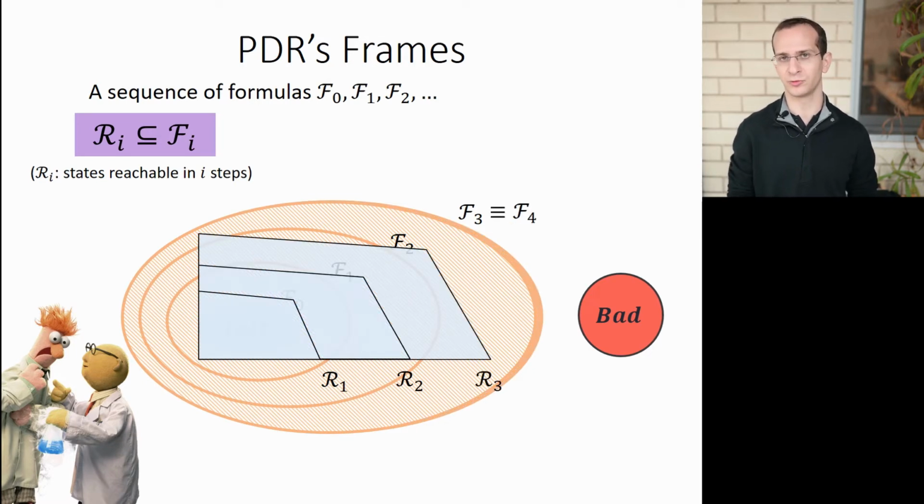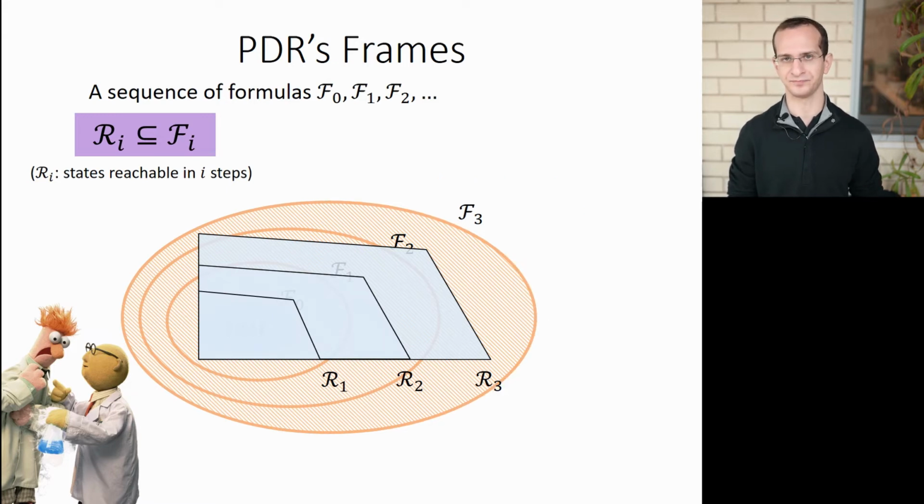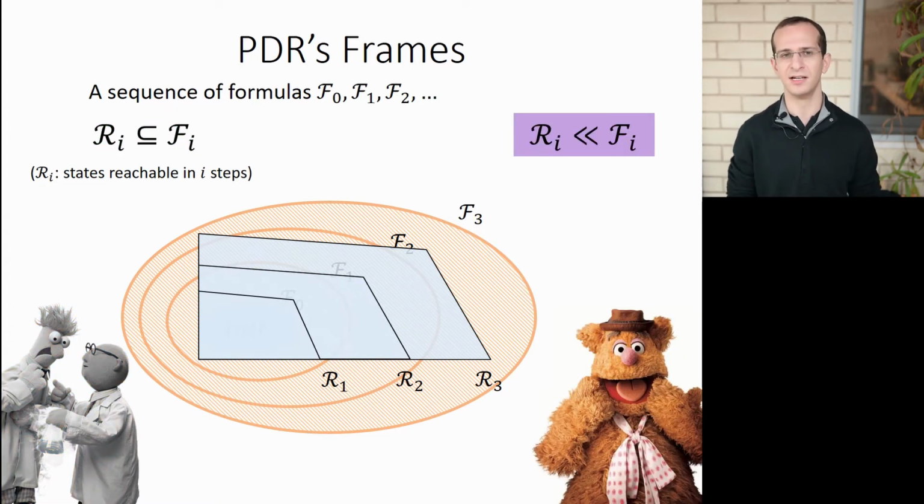When the frames converge, when two frames are equivalent, the algorithm has found an inductive invariant which separates all the reachable states from the bad states, establishing the safety of the system. So this is the usual explanation of PDR and PDR's frames, but something is missing here, because it's not enough to say that the frames just contain all the states reachable in I steps, they must include also additional states.